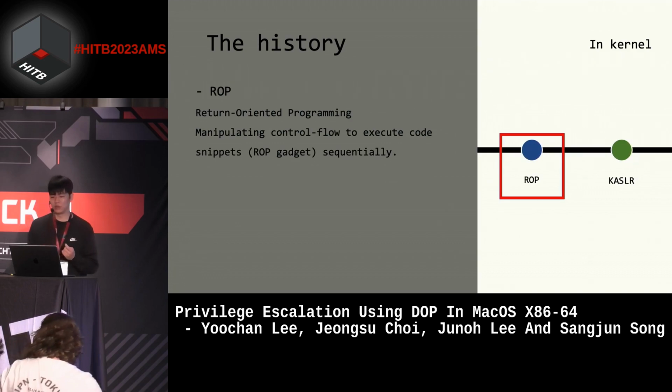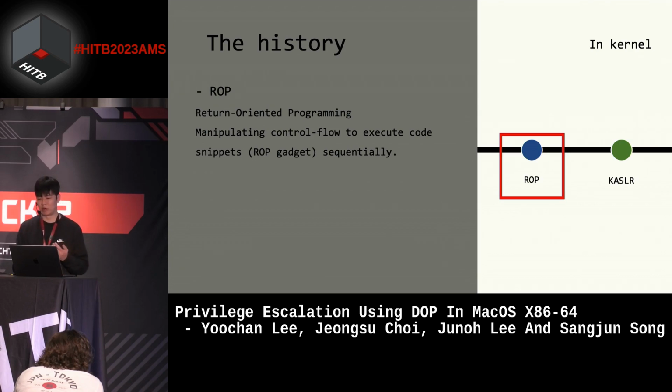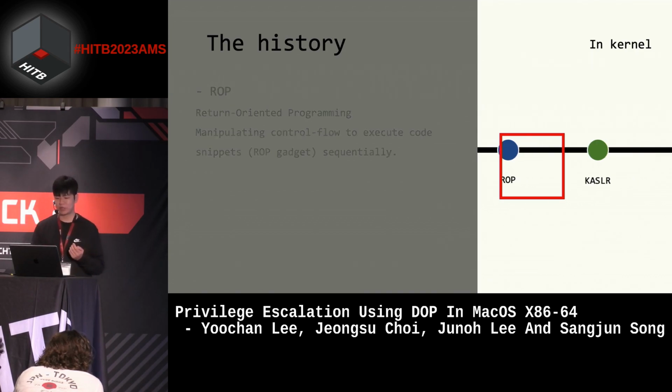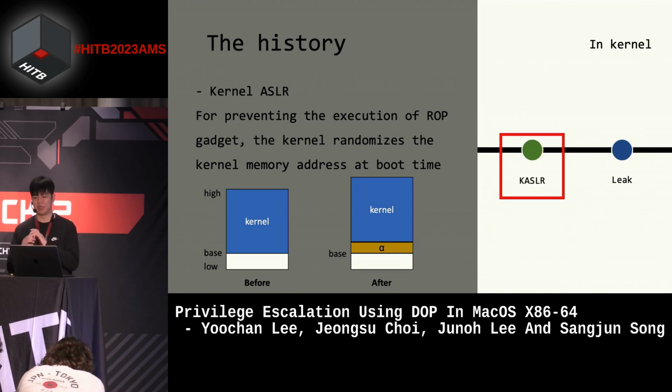After that, the attacker tries to use return-oriented programming. This technique is very popular, so I won't bore you with it. Kernel address space layout randomization, KASLR, is a mitigation that randomizes the kernel memory layout. Since KASLR randomizes at boot time, ROP, which uses specific memory addresses, is mitigated.